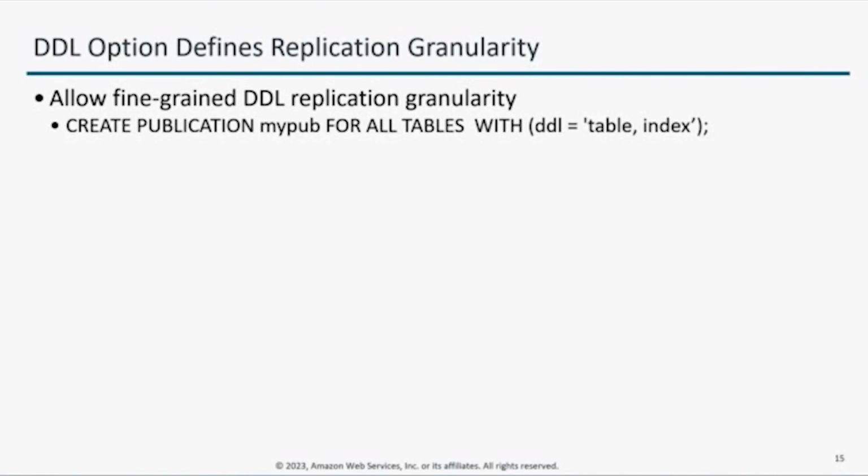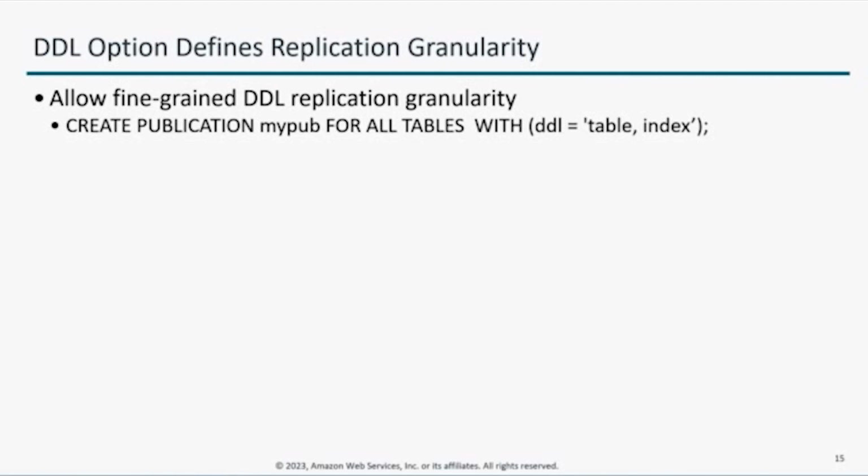So Peter has mentioned that we use a new publication parameter, the DDL option, to enable DDL replication. So here, we really want to allow fine-grained DDL replication granularity, as we just discussed. That depends on the use case. The user may want to replicate all the database objects or only certain kinds of database objects.